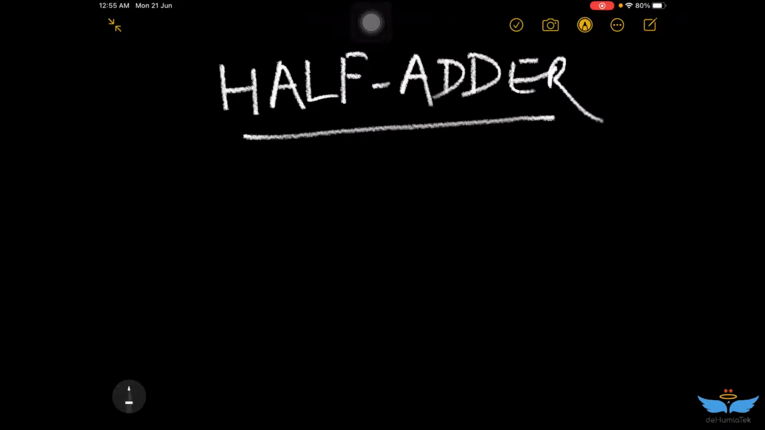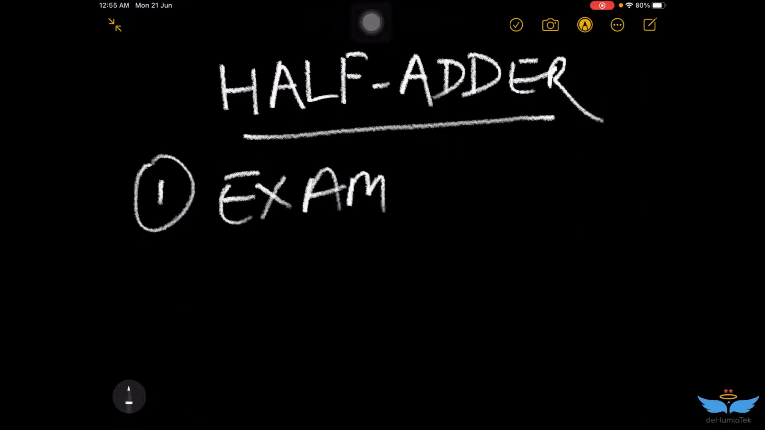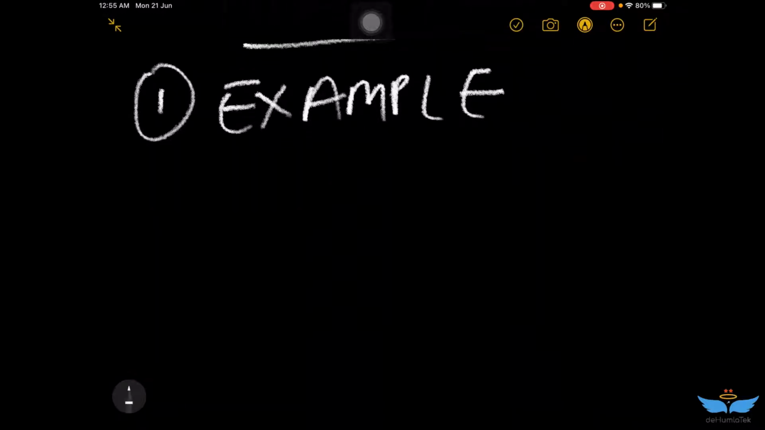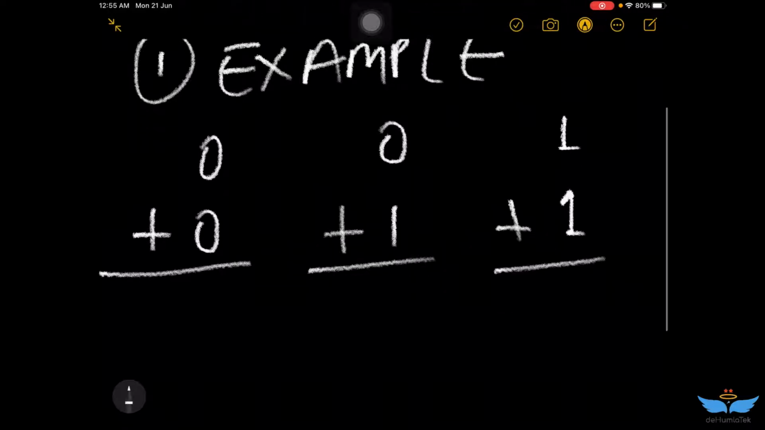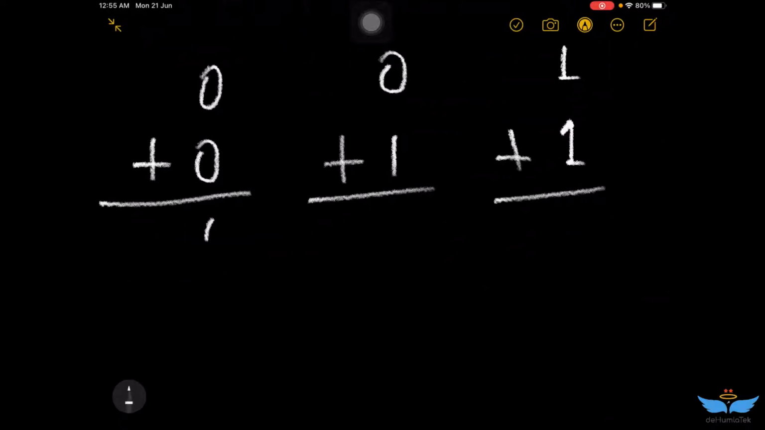So okay, I would like to go from an example, exactly where this half adder is used. This half adder is basically used in order to add single-bit numbers like 00, 01 and 11. If we add 00, the sum will be 0 and the carry will be 0. So this will be the sum and this will be the carry.